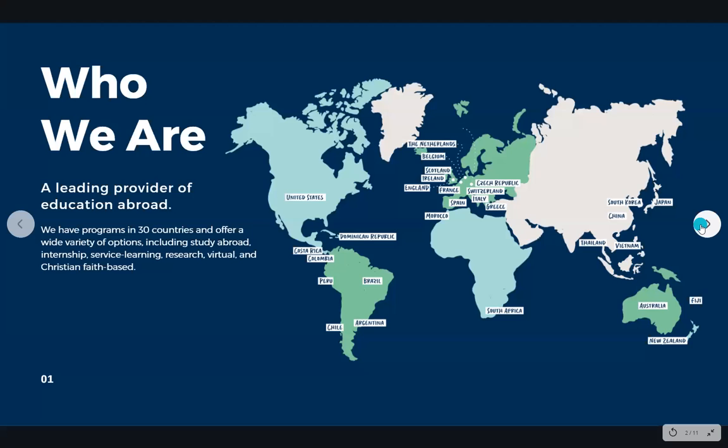So who are we? This is ISA. As I said, we are a program provider, and we are a leading provider in the field of education abroad. You'll see that we have locations all over the world. Anywhere where you see text on that screen is where we offer programs for our students. We have resident staff in all of those locations.